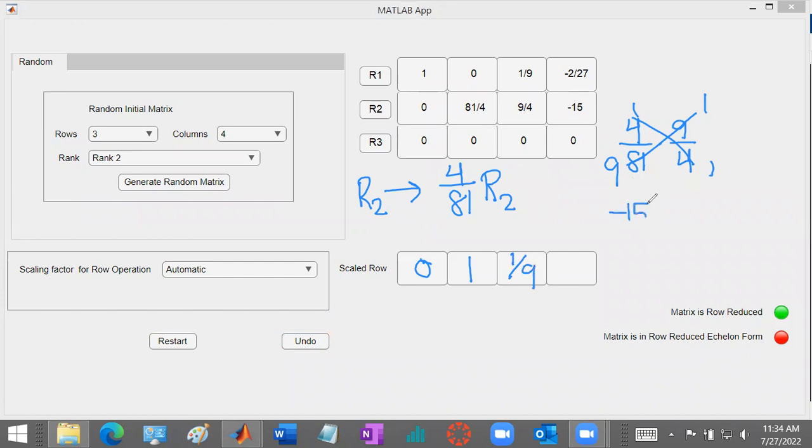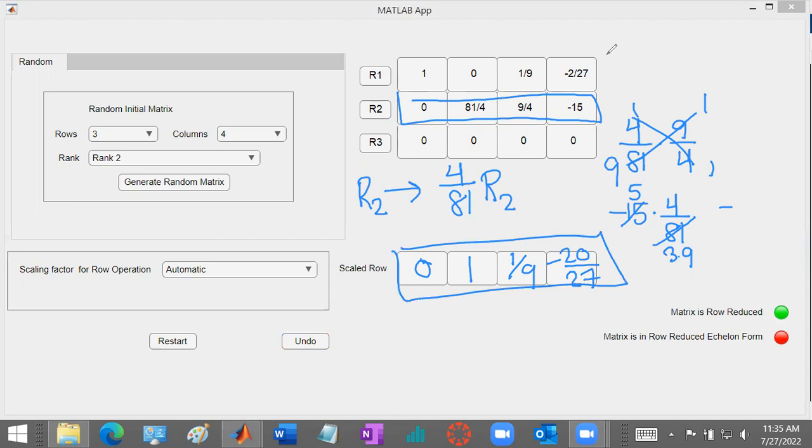-15 times 4/81. Now what is 15? It's 5 times 3. So if I pull out a factor of 3, I get 5 here. And then if I pull out a factor of 3 from the denominator, instead of 9 times 9, it's now 3 times 9. So this is -20 over 27. So that's what this new row should be once I do the scaling. So we have 0, 1, 1/9, -20 over 27.